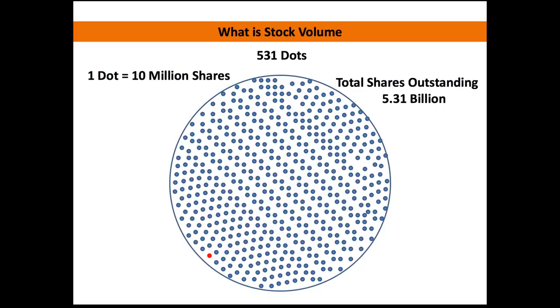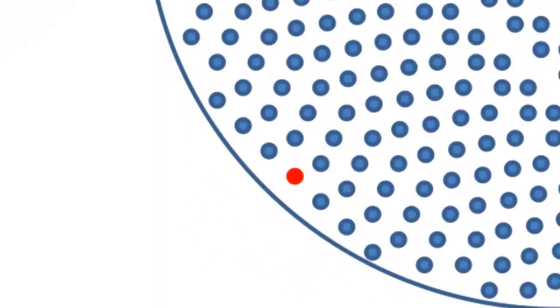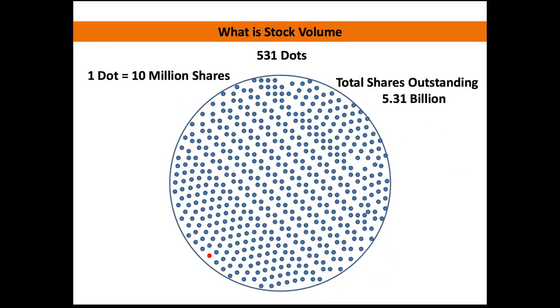When we look at our symbolic representation of all the shares in the company, you might be able to see down at the bottom left I've got one of the little dots highlighted in red. Now, I should probably have about 1.5 to almost 2 dots highlighted. That's my mistake. But you can see that it's just one dot out of all those 531 dots inside of that circle.